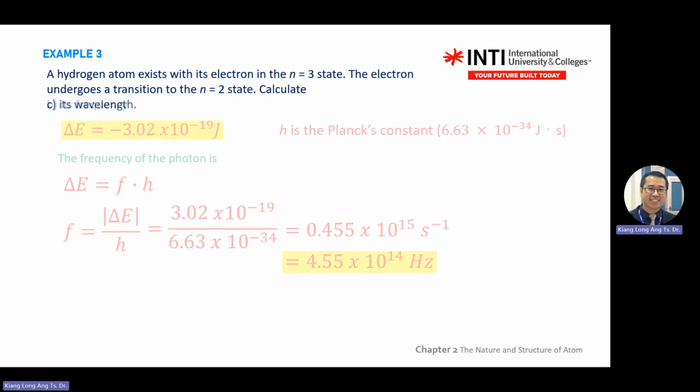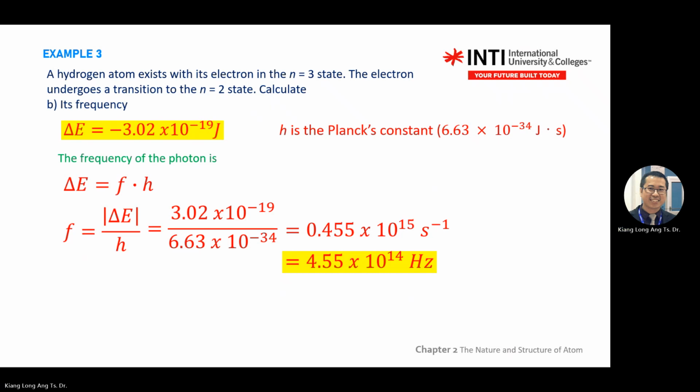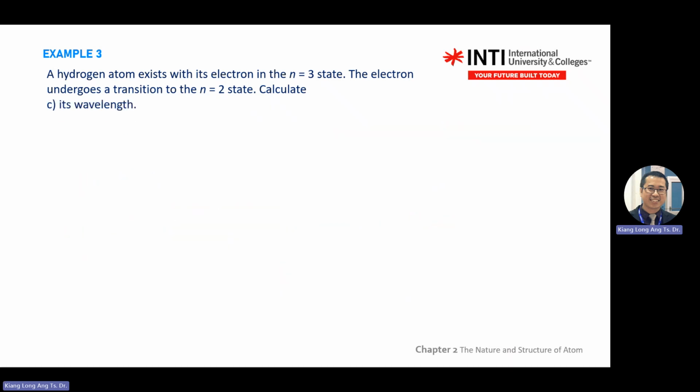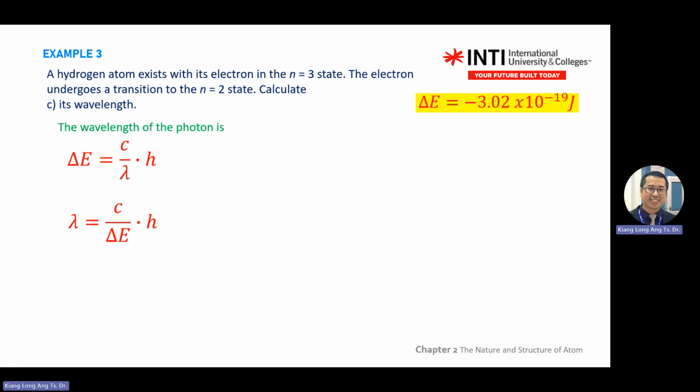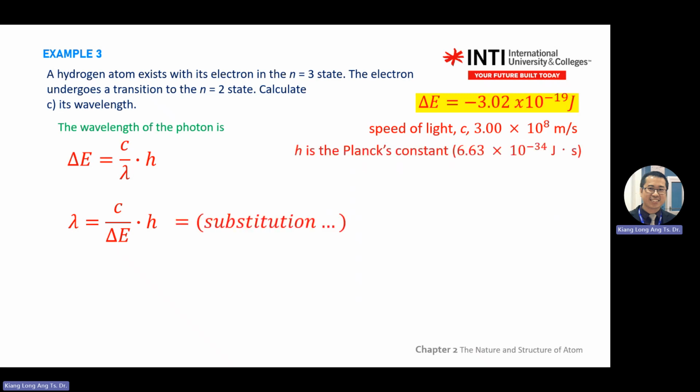Okay, once you get this hertz, the next value, one missing is lambda. So you just substitute back. You know the energy, or you can straight away use the C equal to F lambda also can, if you want. Actually the same. So you do substitution, at the end you arrive at 659 nanometer.